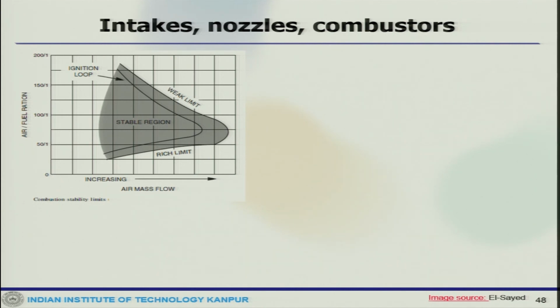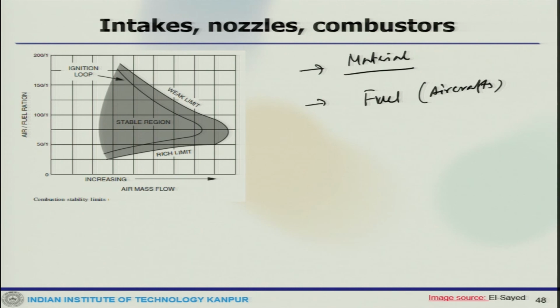Then obviously, there are other things like material, because the combustion chamber has to withstand high temperature. So you need proper material to withstand that temperature, especially the chamber material, then the liner materials, and then fuels or aircraft fuel. There are different kinds of fuels which are used. That is also an important aspect, because every fuel has its different burning capability.